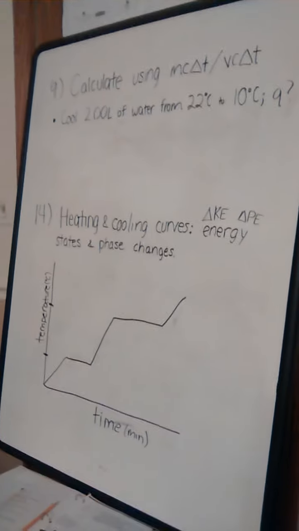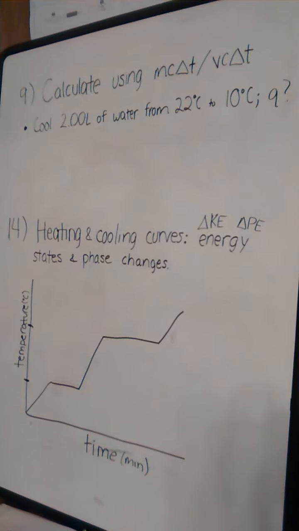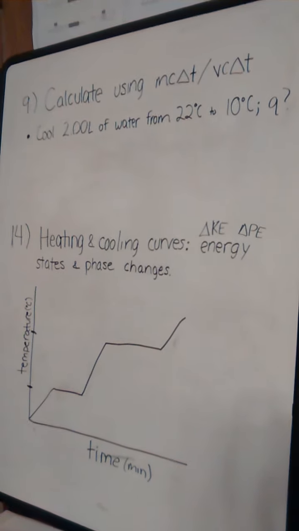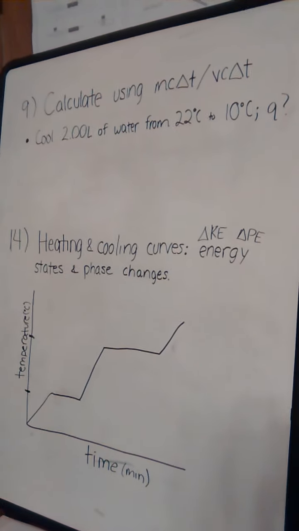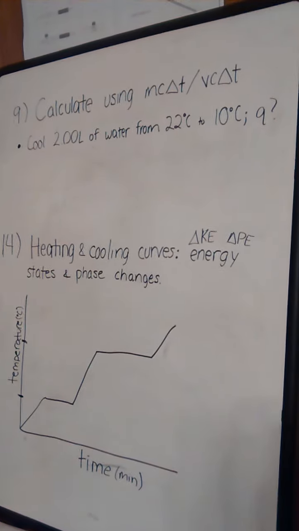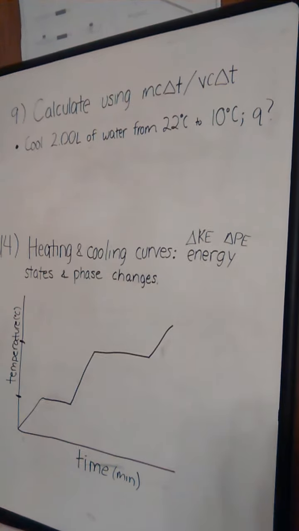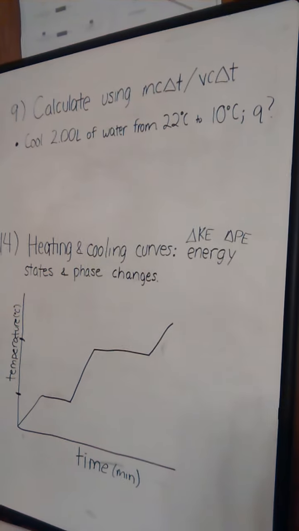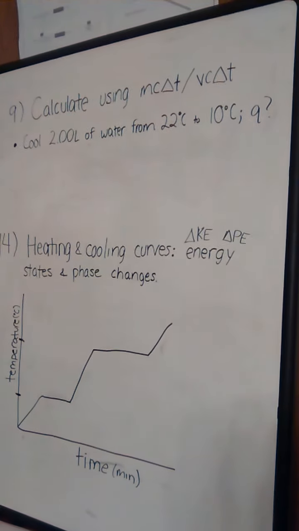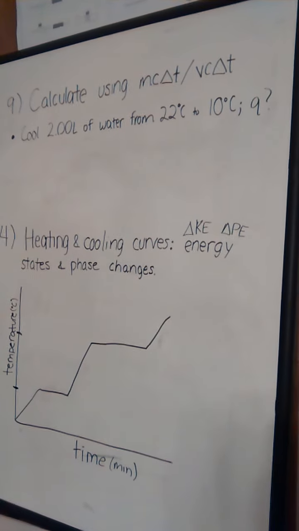Okay, so I have two objectives from Chapter 10, Objective 9 and Objective 14. First, Objective 9 is talking about using the formulas MCΔT and VCΔT. That's not division, but they're just the same formula. They're going to give you the same answer, just using different units. So I have an example here.